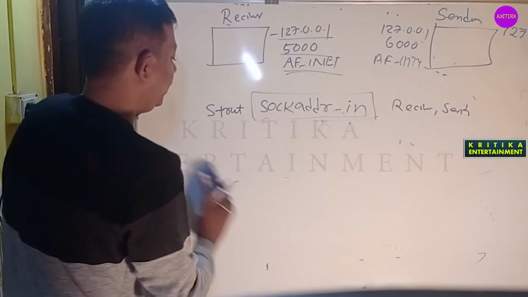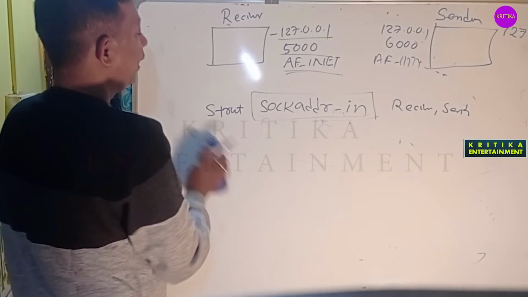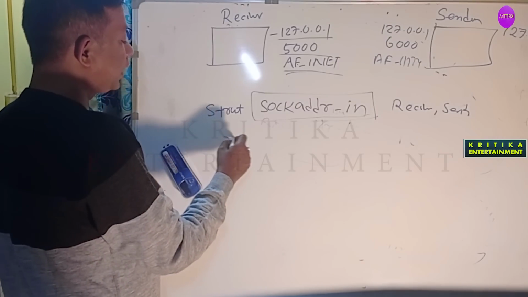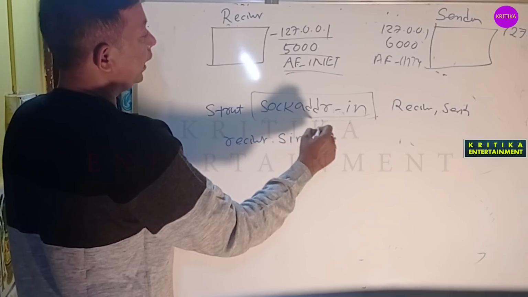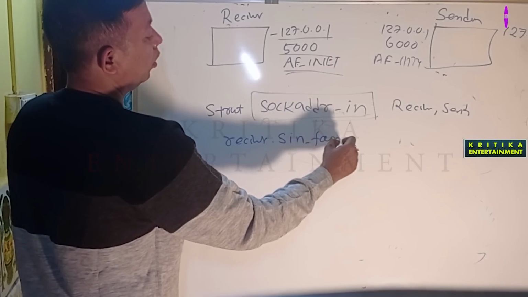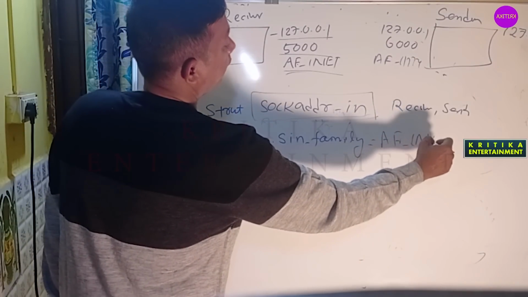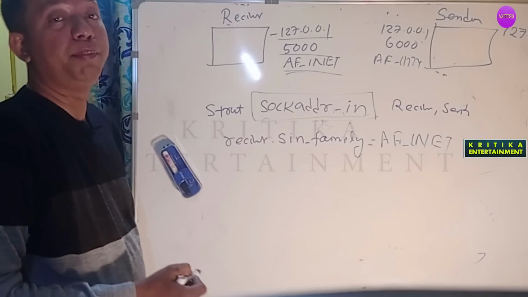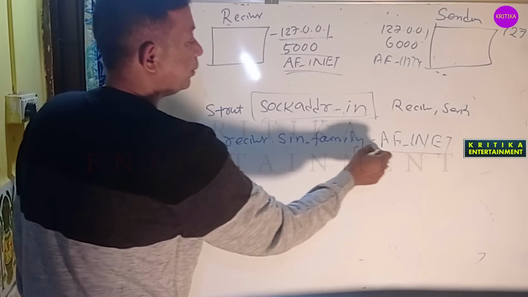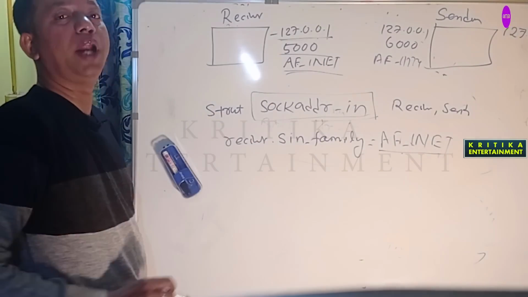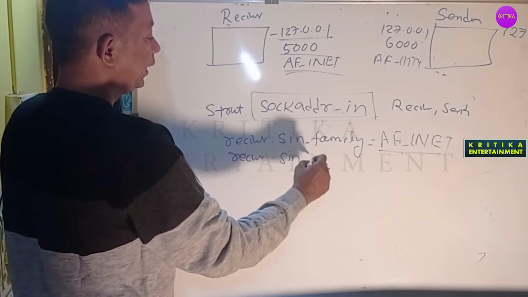First, receiver and sender. So here I will assign receiver dot sin_family. What is that family? You will write AF_INET. That means my family is IP version 4. So that I can later store this, because my domain is IP4, I will store the IP4 IP address. Then receiver dot sin_port.